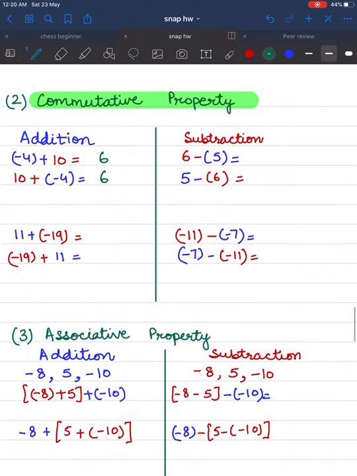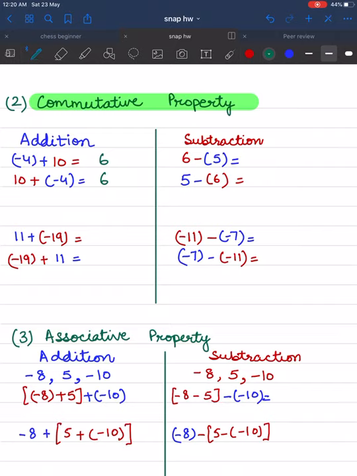Let's take another example. Now here I am adding 11 and minus 19. So I get minus 8. Now I change the order and now I am adding minus 19 and 11. Again I get minus 8. Thus, on changing the order of integers, the sum does not change. In general, if a and b are any two integers, then a plus b is equal to b plus a.